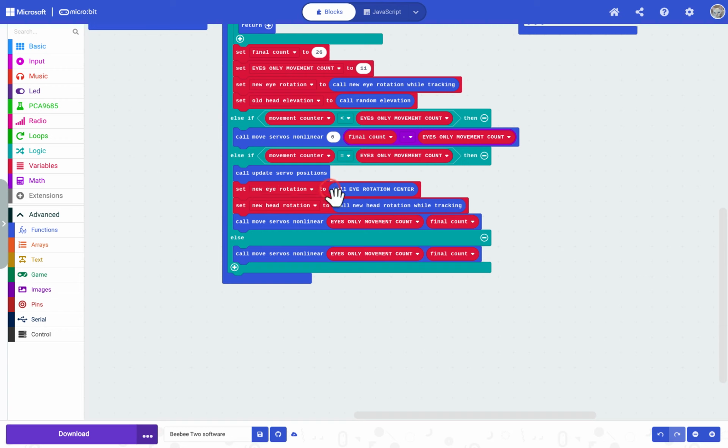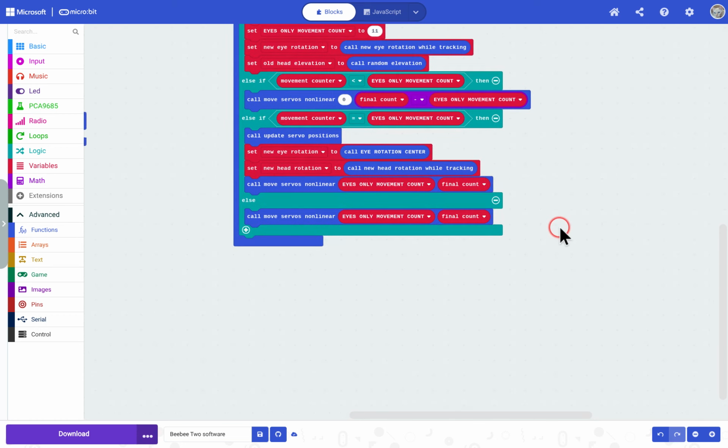And we're going to look at setting a new eye rotation, which is back to the center. Remember, we're going to start moving our eyes, and then we're going to move our head. And while our head is moving, our eyes are going back to the center. And there should be enough counts that we don't even notice that movement. Okay, so eyes only movement count to the final count. So this is where we're starting, and we're going to the final count. So this is like 0. So we're at position 0 for these. Call move servos non-linear, eyes to final count, and that finishes it.